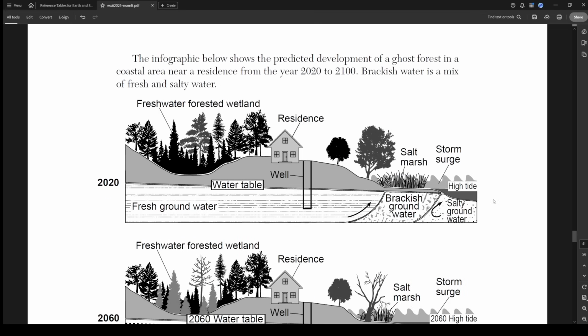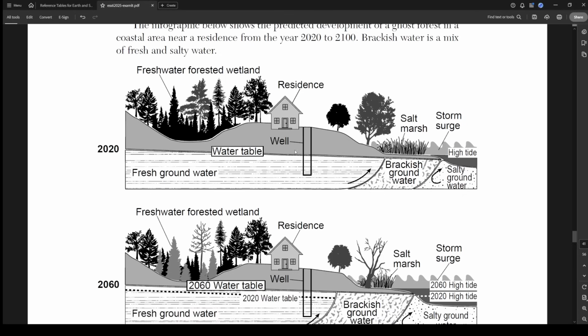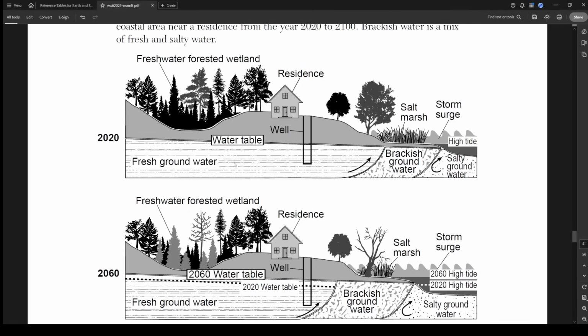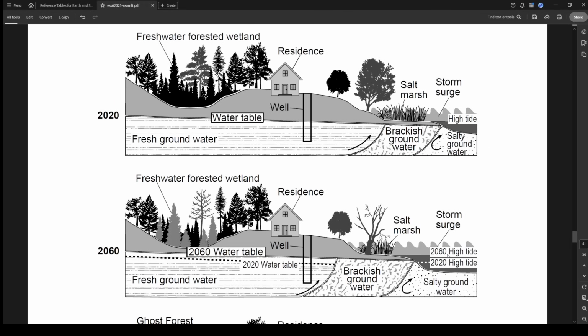All right, going on. The infographic below shows the predicted development of the ghost forest in coastal areas near residents from 2020 to 2100. Brackish water is a mix of fresh and salty water. Okay, great. So let's see what's happening here. So there's a well. We see the fresh groundwater is bringing up from the well. And the 2020 is here for the water table. That's the height of the water underground. Salty groundwater. Great. So this is saying what changed. This guy changed. So you can see that tree died because there's more salty water, I guess, coming in because the sea level went up.